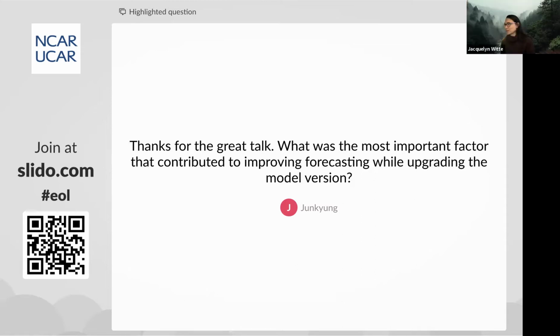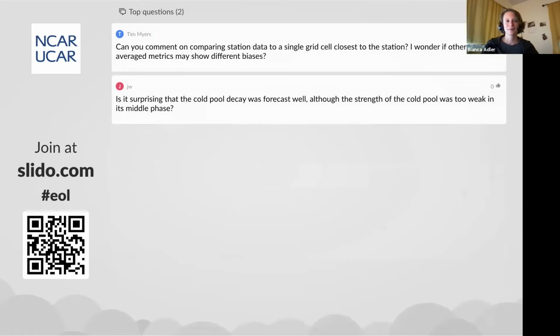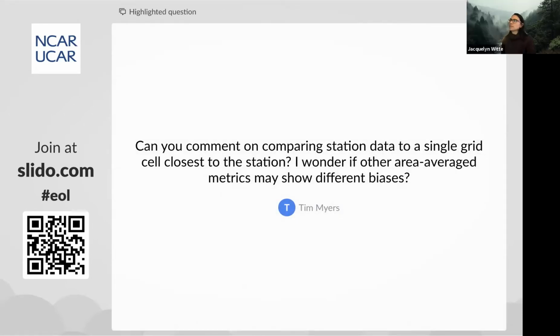Thank you very much for that question. We have a question from Tim Myers. Can you comment on comparing station data to a single grid cell closest to the station? I wonder if other area averaged metrics may show different biases.